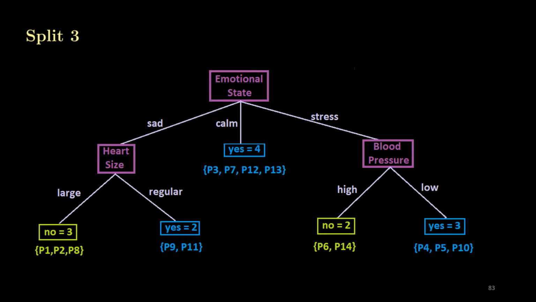So it has 2 values, high and low. Inside high, it has 2 samples, all belonging to class no. And inside low, it has 3 samples, all belonging to class yes. So we can see that this tree has been completed. All the classification has been finalized. There is no need for further split.